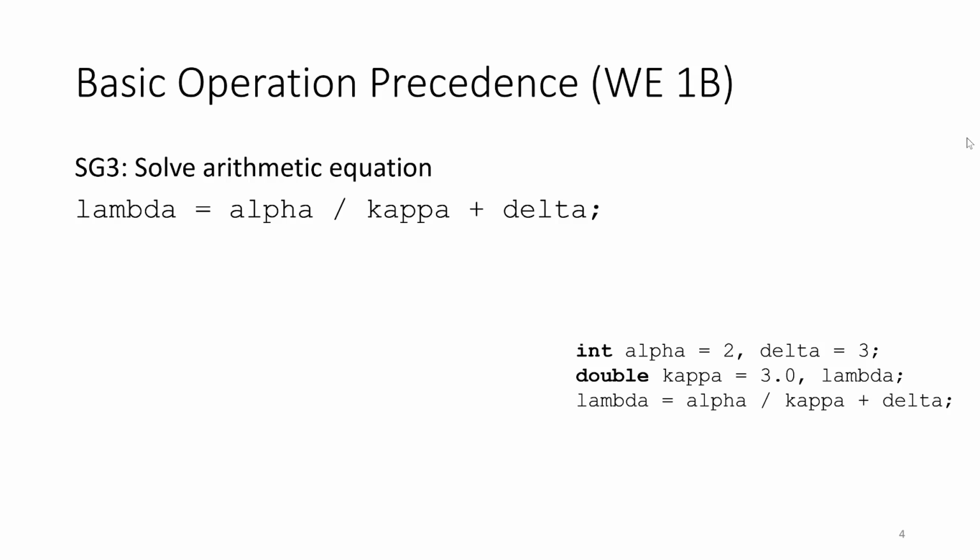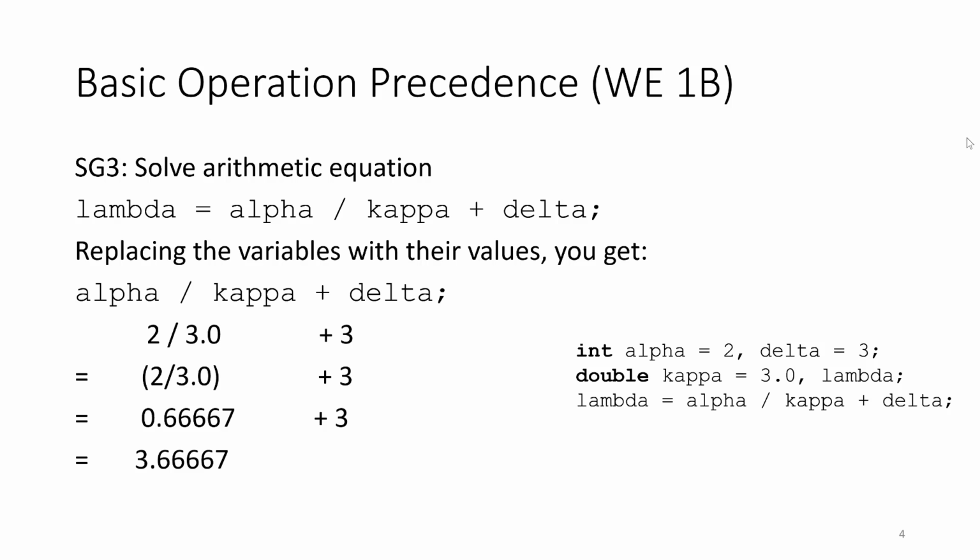Subgoal 3 says to determine the value of the arithmetic equation or the expression. We have alpha divided by kappa plus delta. Substituting the values, alpha has a value of 2, kappa has a value of 3.0, and delta has a value of 3. So we get 2 divided by 3.0 plus 3. Because of operator precedence, the division comes first. So 2 divided by 3.0 would give us 0.66667. We add 3 to that, and then we get 3.66667.